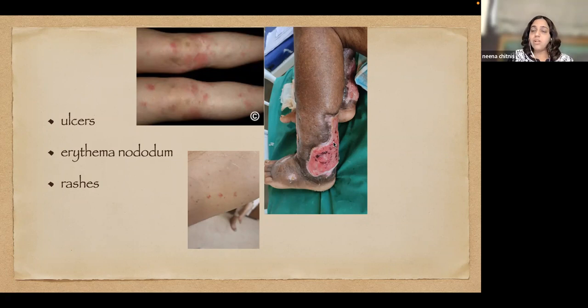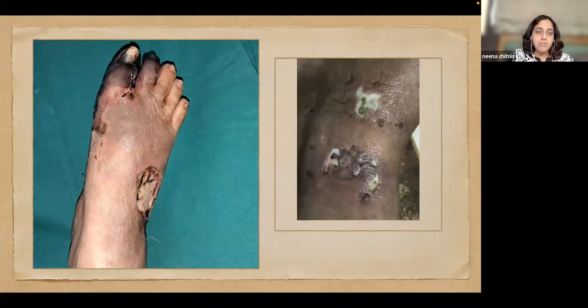Now this particular patient had pyoderma gangrenosum on histopathology. Now see, this patient has a digital gangrene. Also, this patient has a large ulcer on the foot. This patient actually had polyarteritis nodosa, a vasculitis. So this is causing both the gangrene of the toes as well as this large ulcer on the foot.